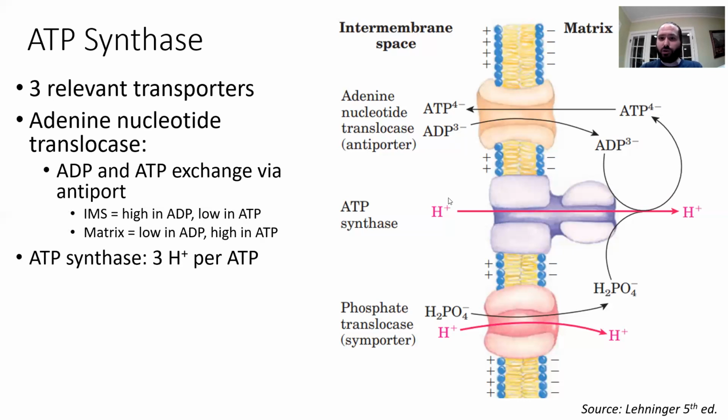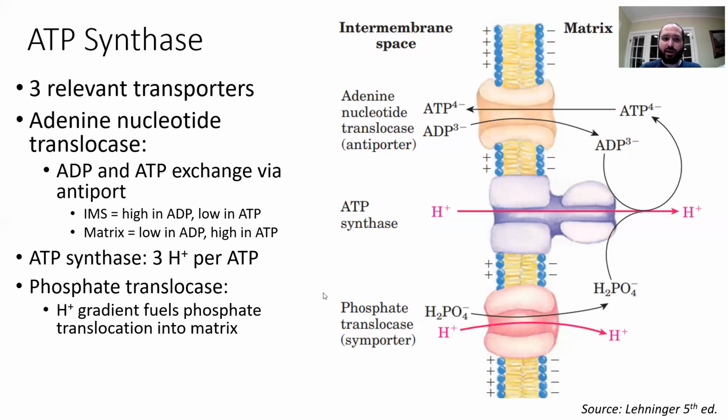The second transporter, of course, is ATP synthase, so H plus will go in here. The synthase will combine adenine diphosphate with phosphate to make ATP. The last transporter, and this one, remember, takes 3 H plus, there should be a 3 here for clarity. The last one is phosphate translocase. This is actually a symporter, which symports H plus and phosphate to get phosphate into the matrix.